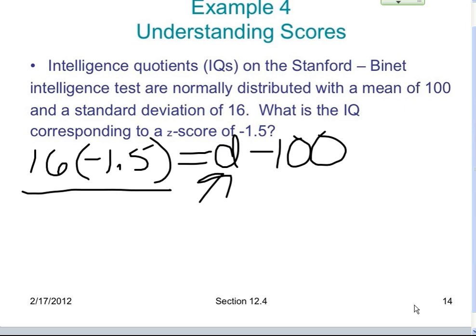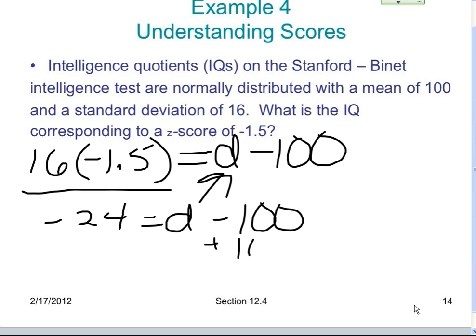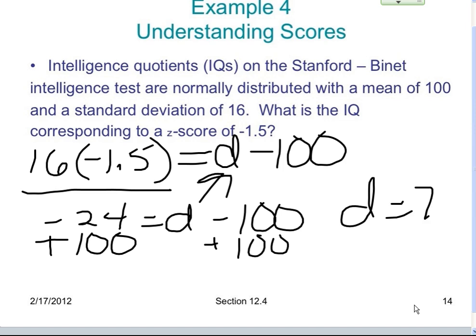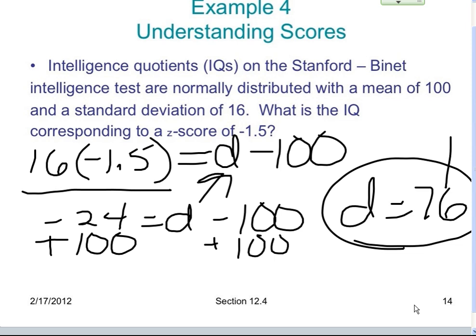Offhand, I don't know what that is. So, hold on a second. 16 times negative 1.5, so we got negative 24 is equal to the data item minus 100. We're trying to get the D by itself, so we have to get rid of the minus 100. So add 100 to both sides. And negative 24 plus 100 will give us 76. Notice 76 is lower than the mean of 100, which should make sense because we have a negative z-score.